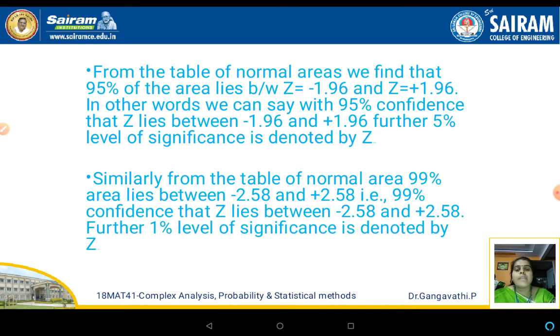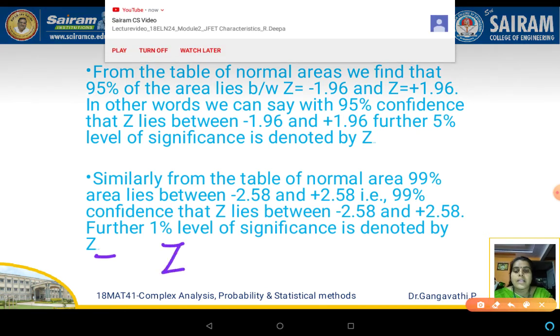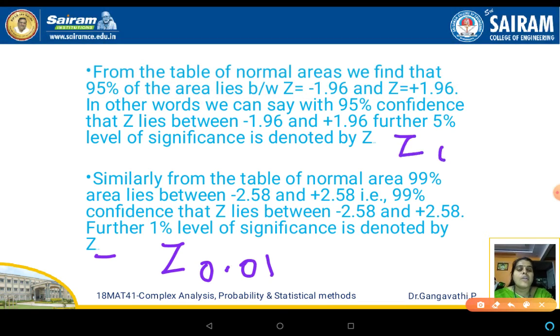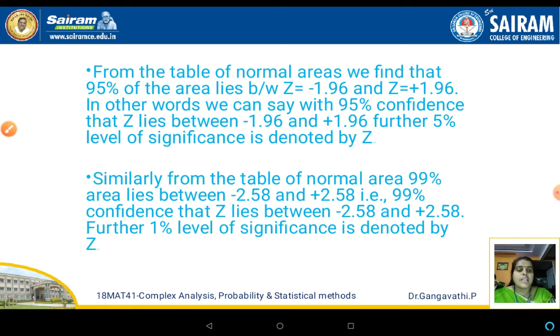Similarly, from the table of normal area, there is another condition: 99% of the area lies between minus 2.58 and plus 2.58. So we have 99% confidence that z lies between minus 2.58 and plus 2.58. Here it is the 99% confidence level. So 1% is the significance level, denoted by z 0.01 in the suffix, and here it is z 0.05. So this is about the significance level.